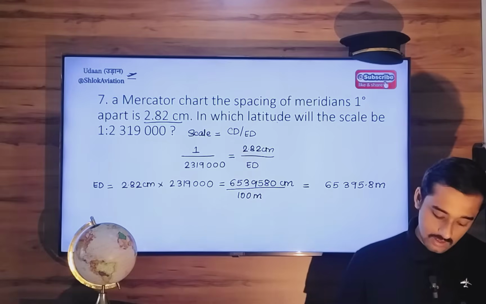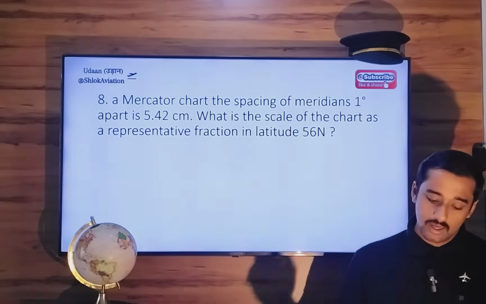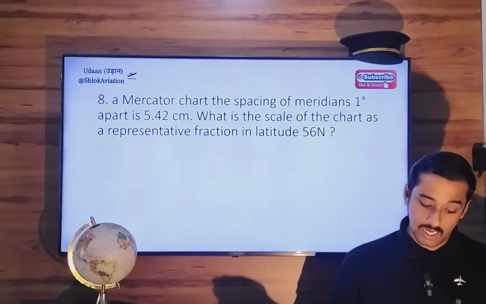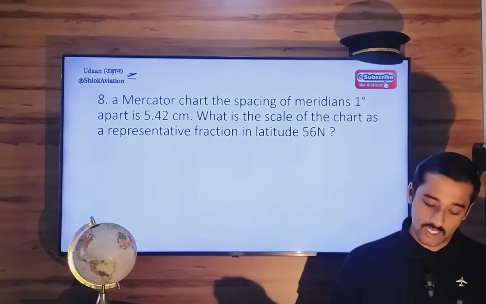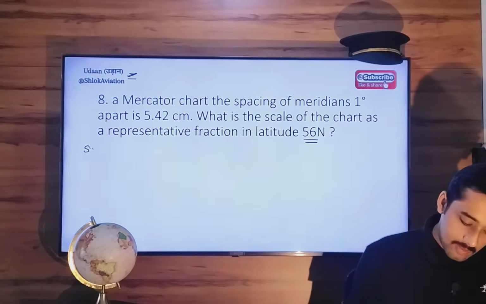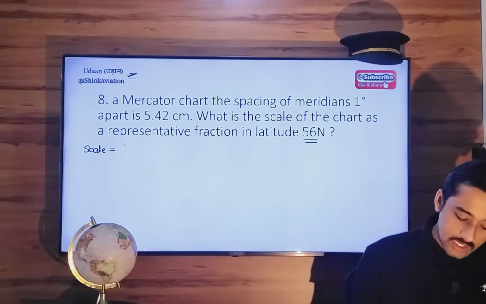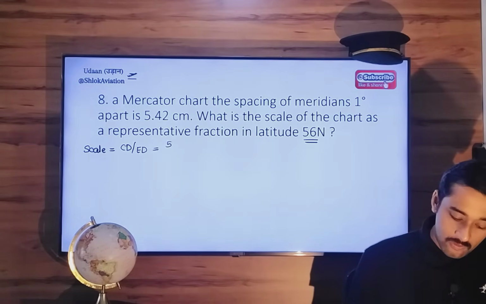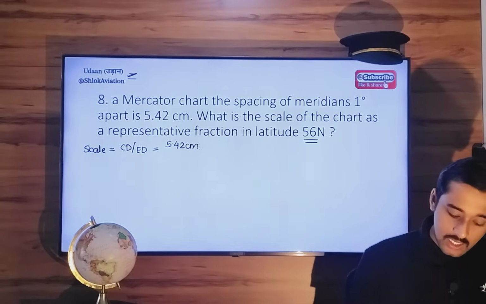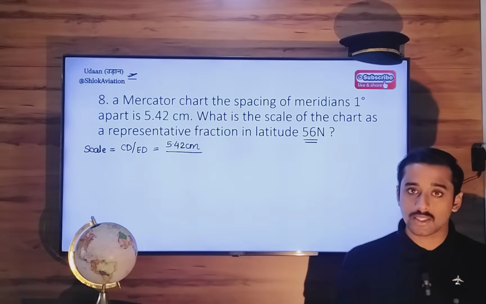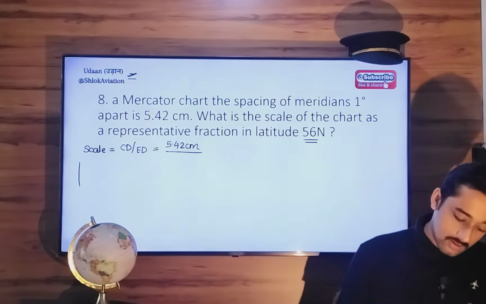Okay, simple. Next, question number 8. Mercator chart, the spacing between two meridians is so and so centimeter. What is the scale of the chart as a representative fraction in latitude 56 north? So scale will be equal to chart distance upon earth distance. Chart distance is 5.42 centimeter. Earth distance is not given to us directly. A direct value is not given to us. We have to find that value.